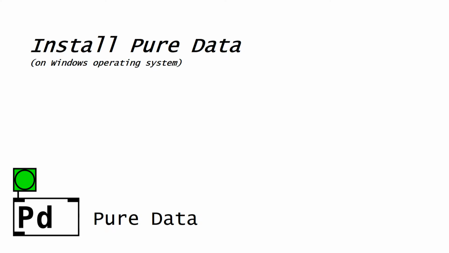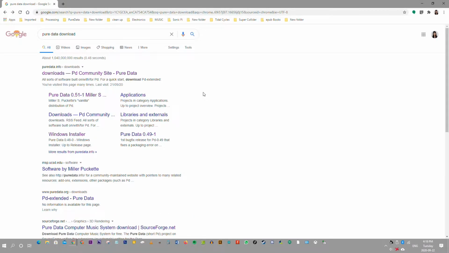Install puredata on Windows operating system. Go to Google and search for puredata download. Click on the first link the search engine loads. It should go to the download page for puredata.